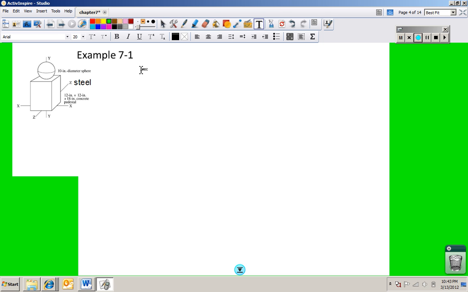Okay, so to begin with, we need to go to Appendix G in your book. Okay, and there you'll see a table on page 603, where you can find what's called weight densities. Okay, and when we look at that for steel, steel has a weight density of 490 pounds per cubic foot. Okay, and concrete, which is the pedestal, has a weight density of 150 pounds per cubic foot.